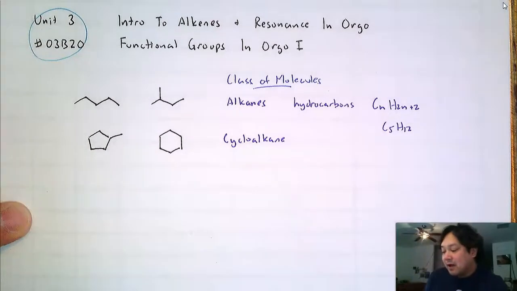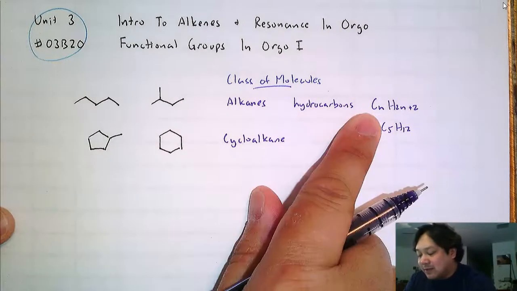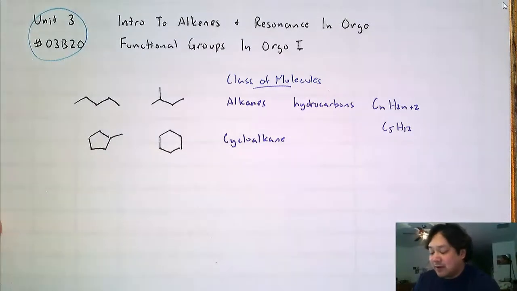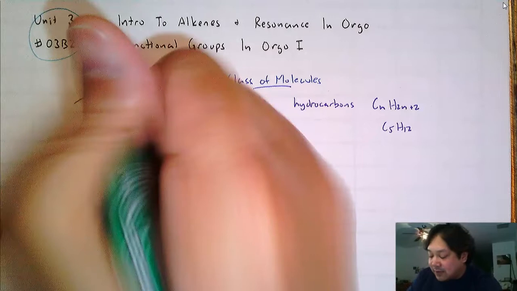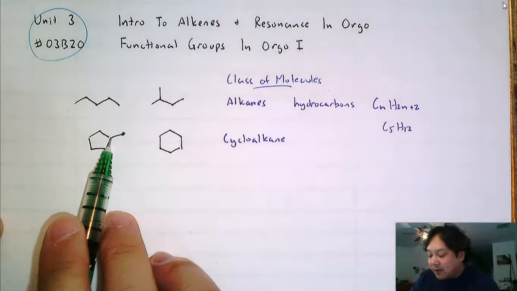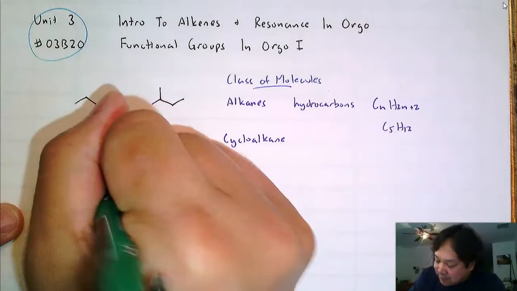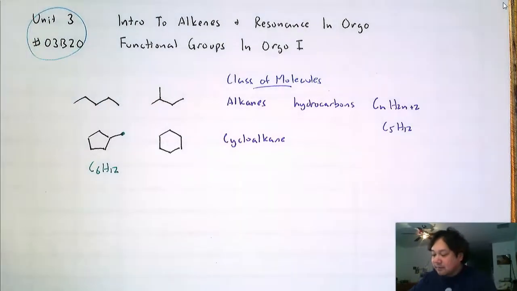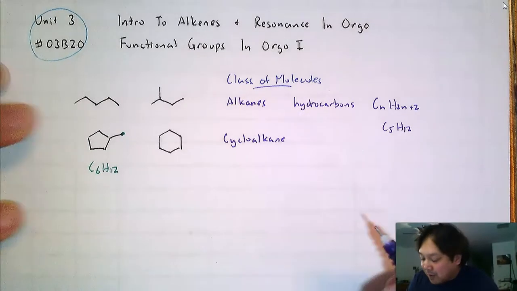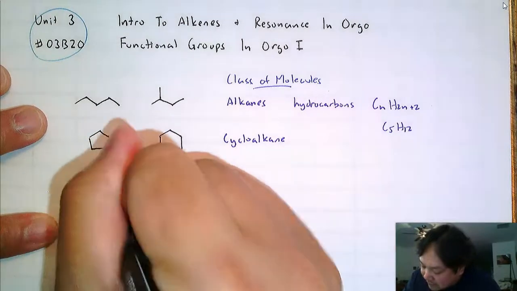I won't go through that. I would rather you not memorize this when you're trying to figure out how many hydrogens a line structure has. It's easier just to count. So for instance, if I start on this carbon way over here, 1, 2, 3, 4, 5, 6, 7, 8, 9, 10, 11, 12. C6H12.